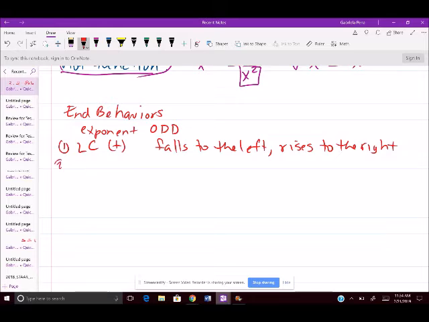But if your leading coefficient is negative, then it rises to the left and it falls to the right. Do you remember covering this? Yes?